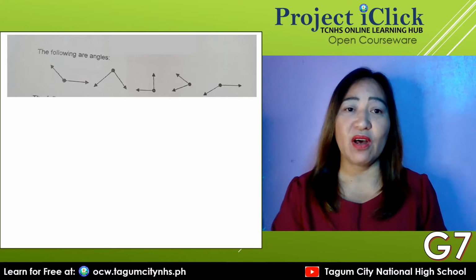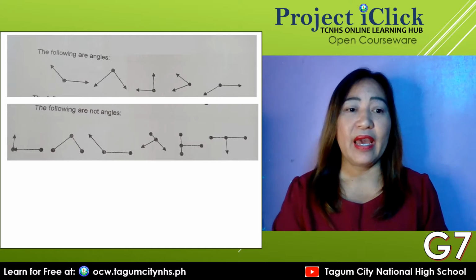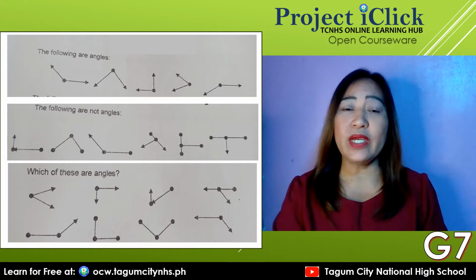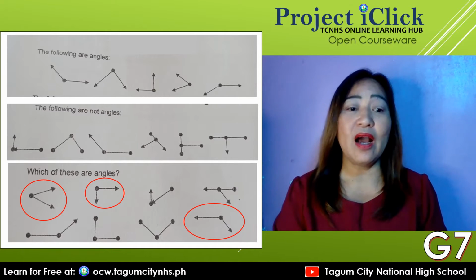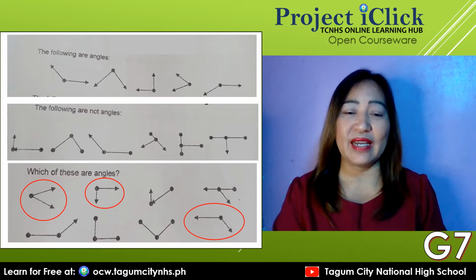Here are examples of angles. Each figure here shows a union of two non-collinear rays with a common endpoint. Therefore, an angle is formed. And the following are not angles. Now, which of these are angles? Let's identify. This is an angle, this is also an angle, and this is also an angle. The other figures are not angles.